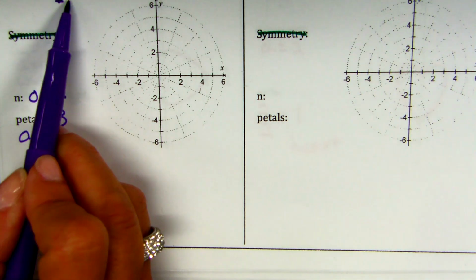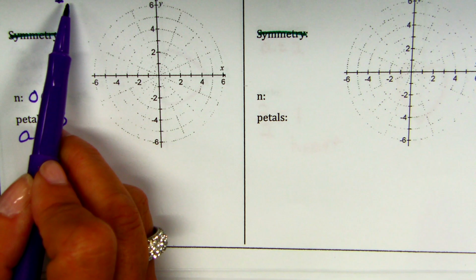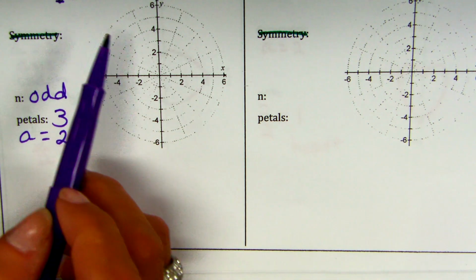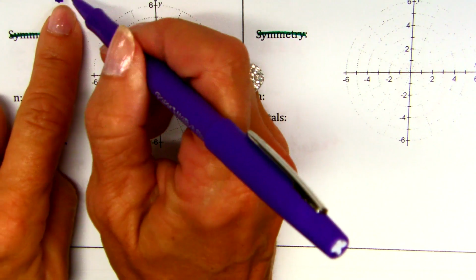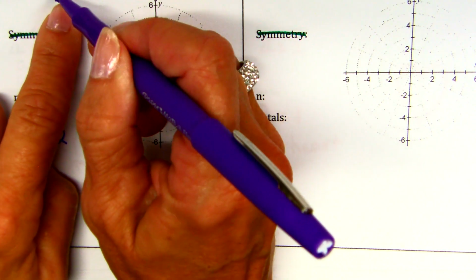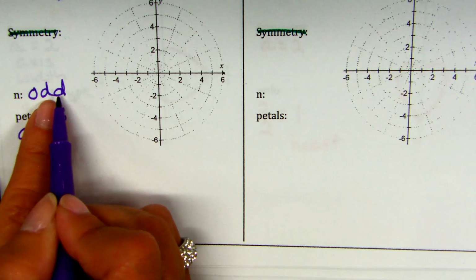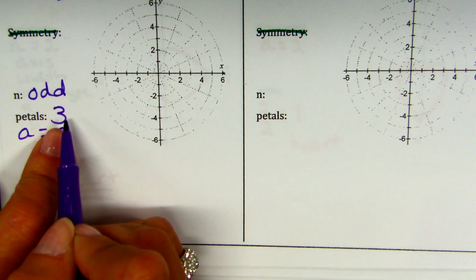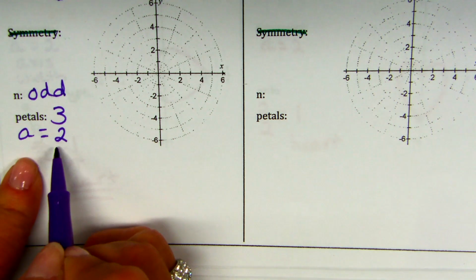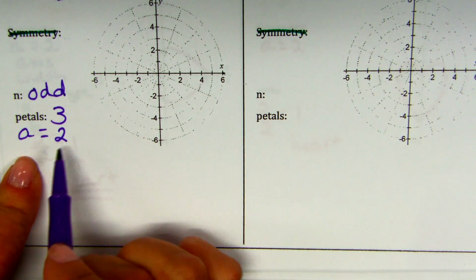No, that's 3 theta. Maybe I said something wrong. I don't know. Maybe I did. Okay, so let's just make sure we're clear. N is the number hanging out with theta. In this case, it's a 3. 3 is an odd number. If n is odd, that's the number of petals you have. Okay? The petal length is 2. And I'll explain that petal length better when we get to the graph.